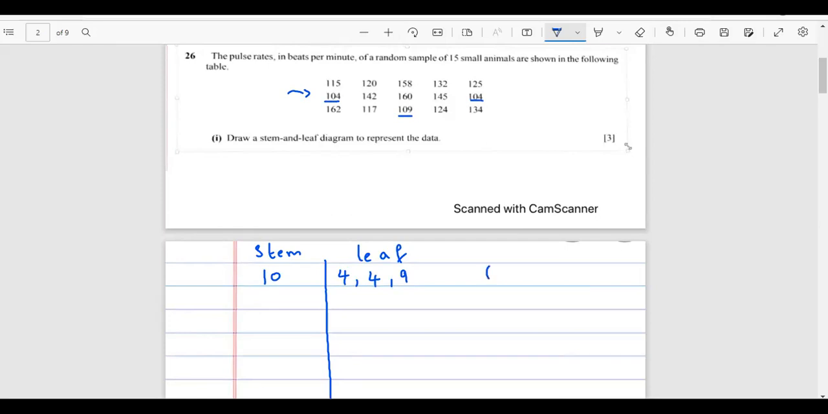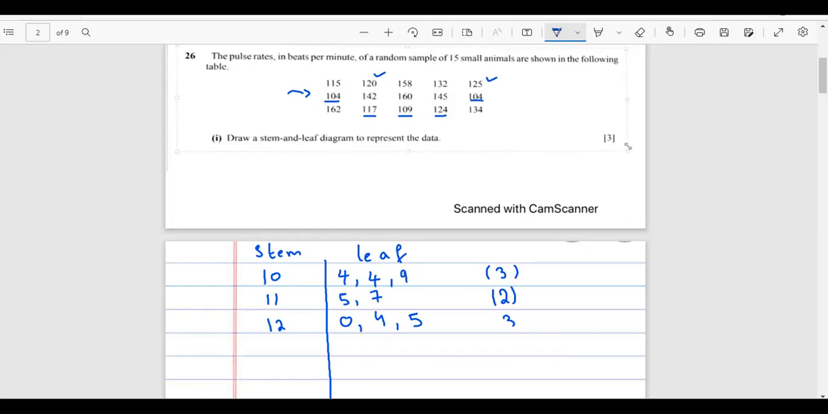So we will write down the total count. That is 1, 2, and 3. 3 numbers in the first row. Okay. Then we'll write down 11, and we have 115, 117. Okay, so it would be 5, it would be 7, and how many numbers? 2. Very good. Then we have 12. Okay, 120. 0. And 124, 125. Very good. 0, 4, and 5.